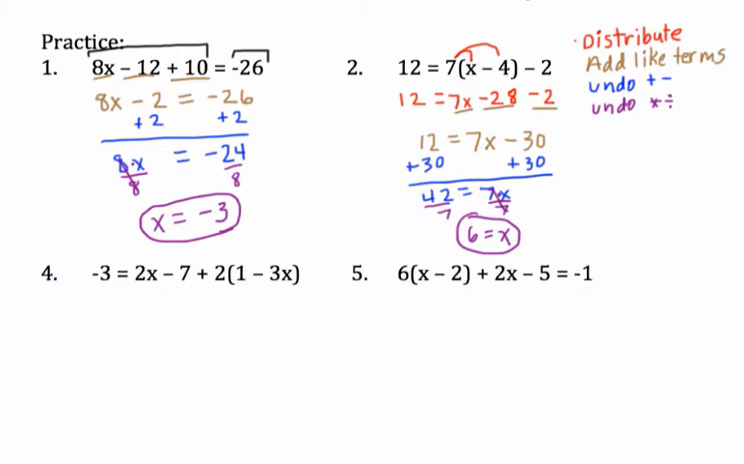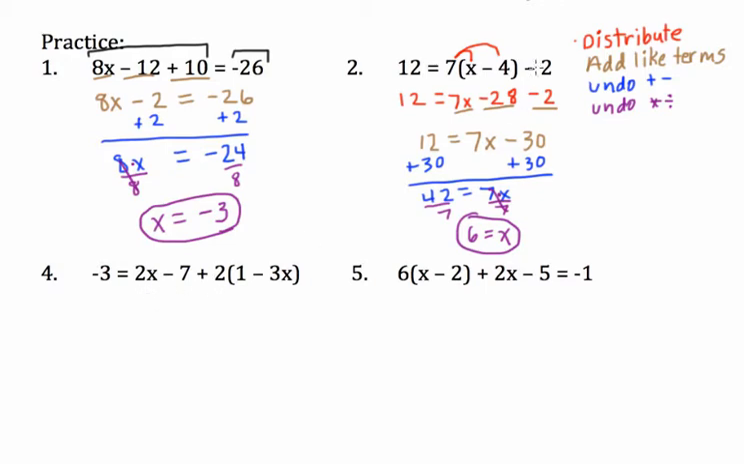Number 4. I'm not sure where number 3 went. We want to simplify each of the expressions on either side of the equal sign. Well, the negative 3 is already simplified. So let's simplify this big mess of stuff.